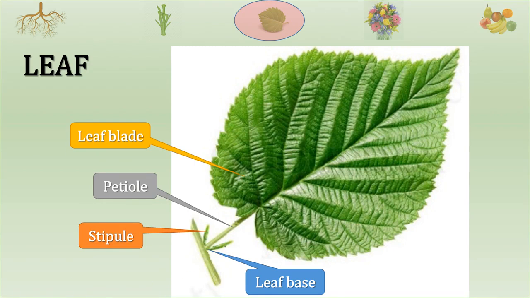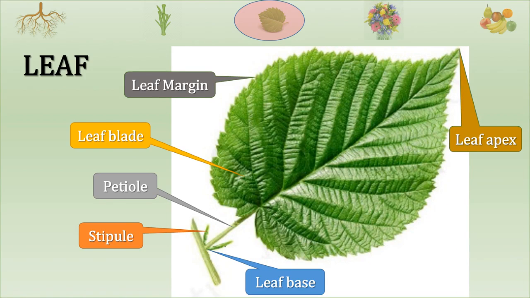Next is leaf blade. The broad spread out part of the leaf is called leaf blade, and its edge is called leaf margin. Next is leaf apex. The tip of the leaf is called leaf apex.